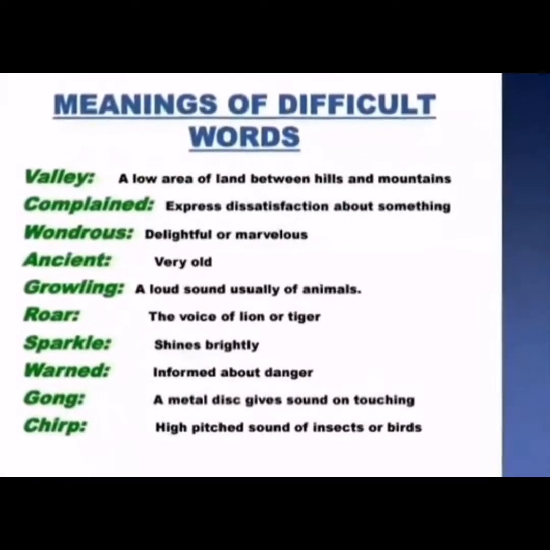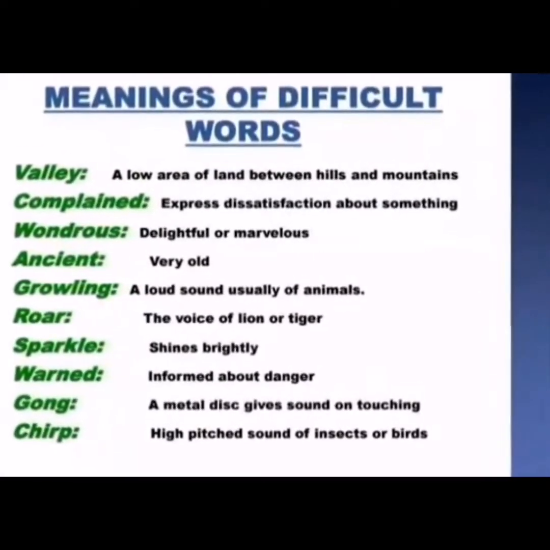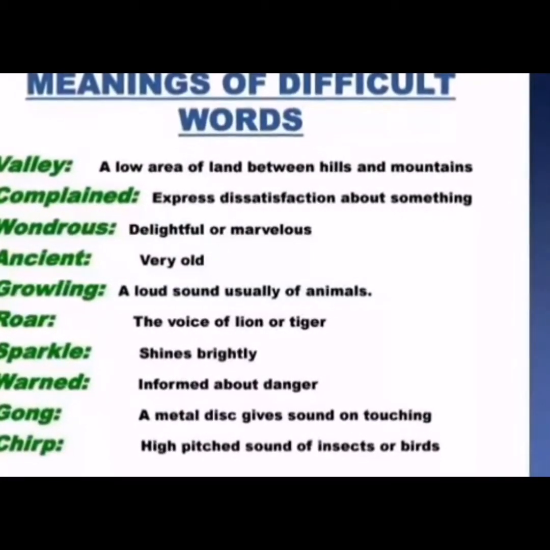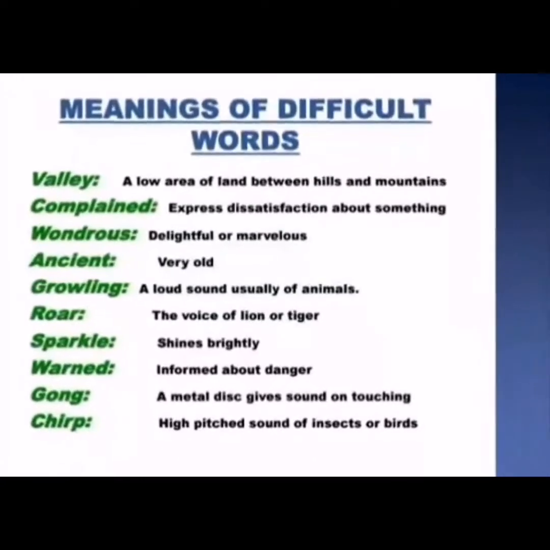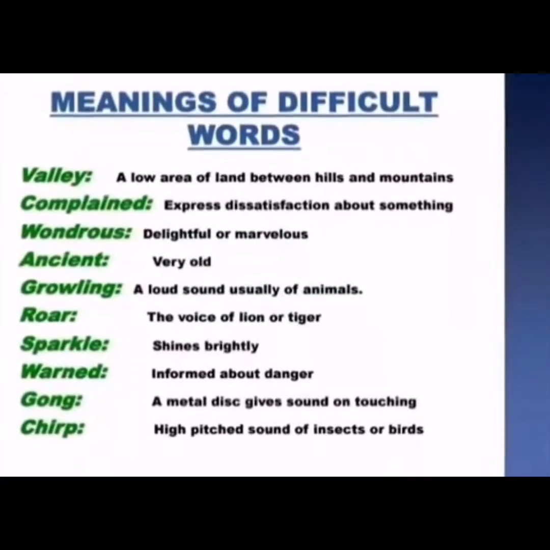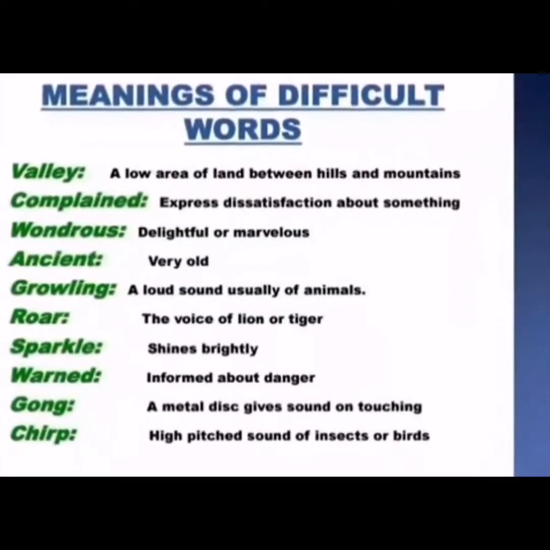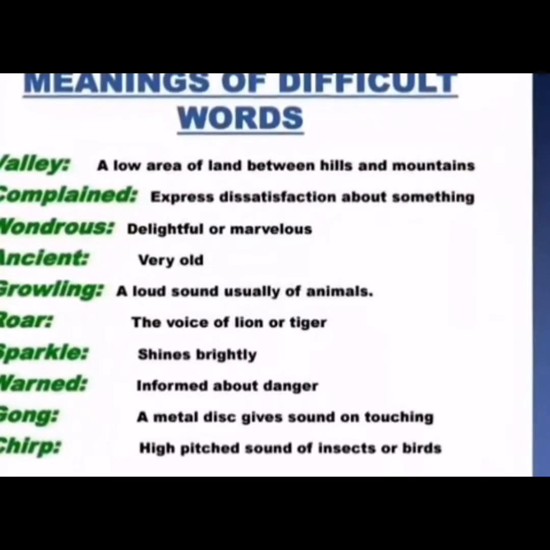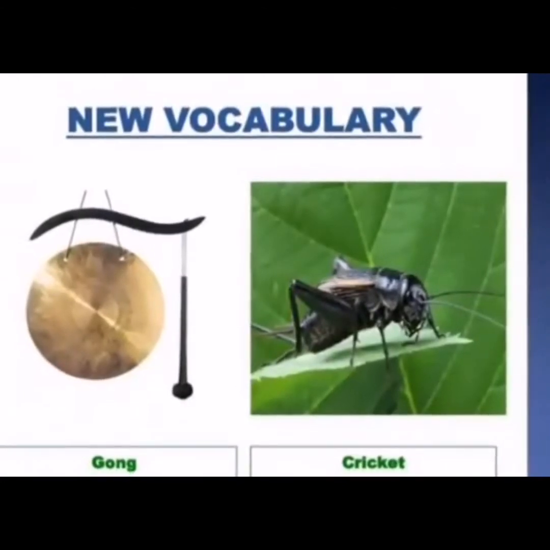Wand. Wand means to inform about danger. Gong. A metal disc that gives sound on touching. And chirp, a high-pitched sound of insects or birds. In this chapter, there are two more new vocabulary words like gong and chirp.